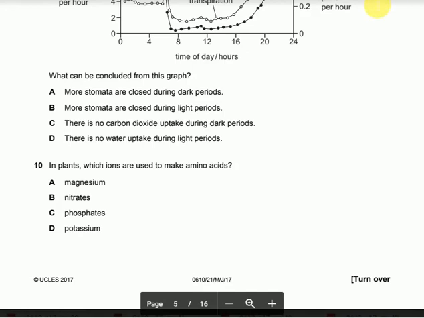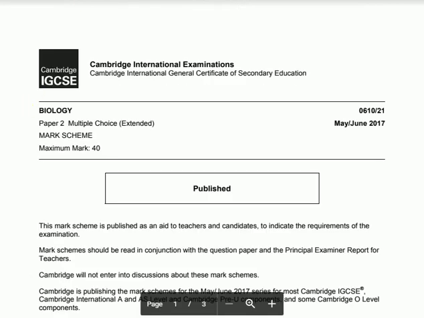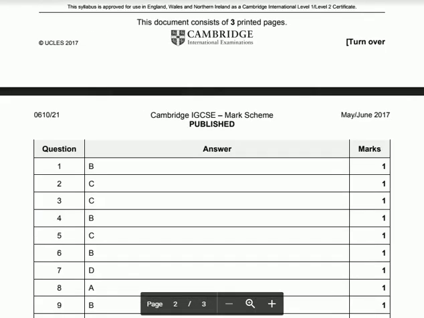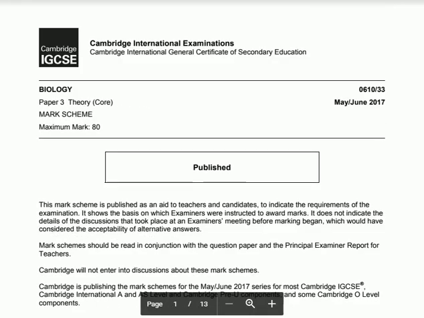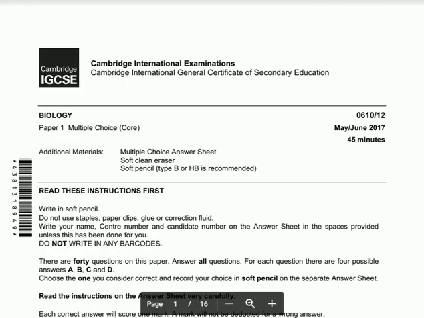Now let's check. I'll just pause the video and take you directly to the next second. Oh, it took me a fair 1 minute to open the marking scheme. Anyways, so I opened the marking scheme. Let's scroll down. The first answer is B, as I said. C, C, B, C, B, D, A, B, A, B, D. Okay, we are correct. All our answers are correct, and all my explanations are correct. So I hope you guys understood.